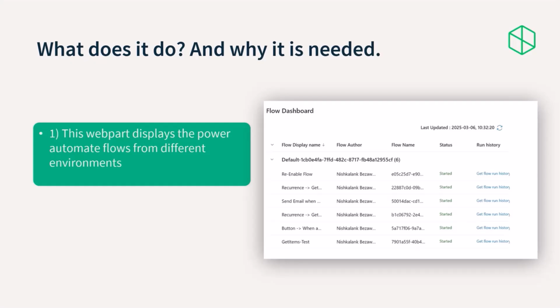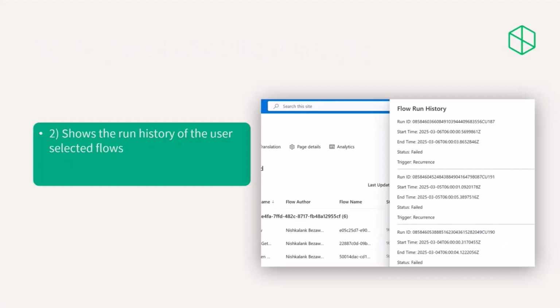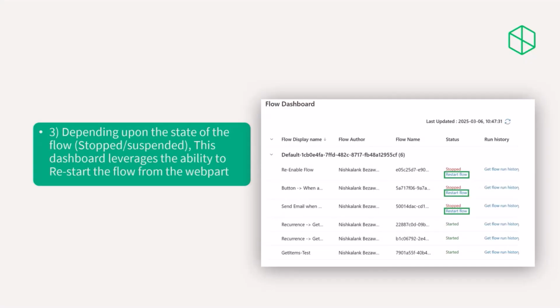What does the web part do? This web part displays the Power Automate flows from different environments and lists them as a dashboard, as shown here. This web part has the ability to show the run history of the selected flows, depending upon the state of the flow, be it in stopped or suspended state. This dashboard gives an opportunity to restart the flow.